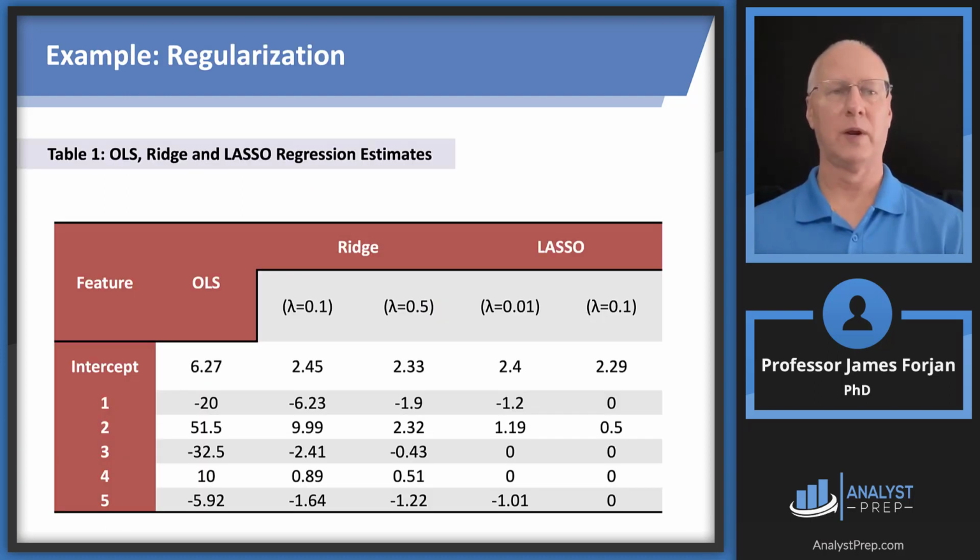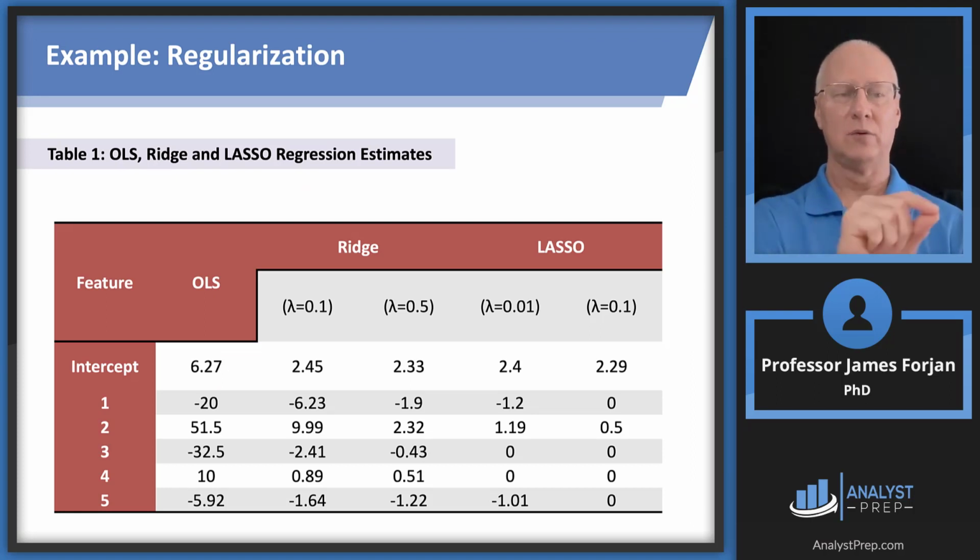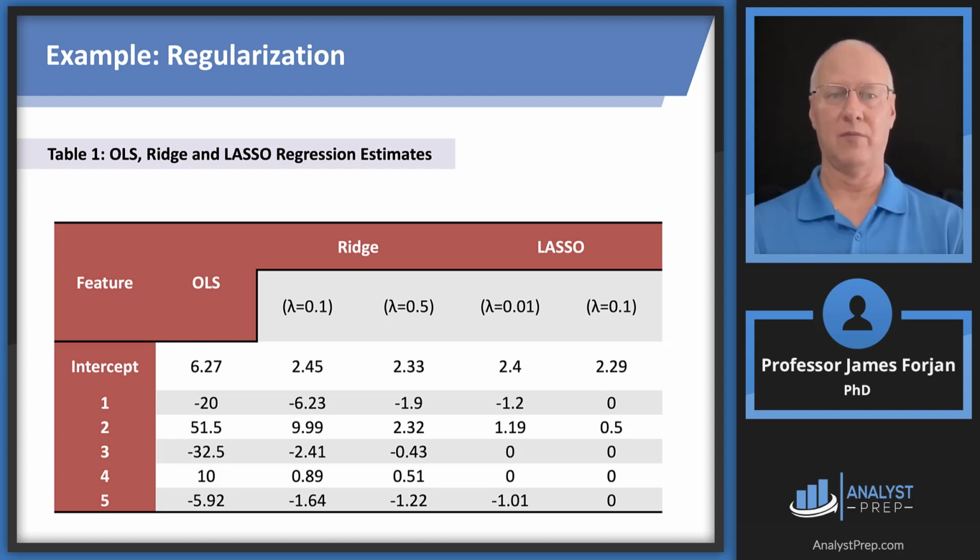So let's take a look at a quick example. This is a comparison of ridge and LASSO. So look across the top gray box. We've chosen alphas of 0.1 and 0.5 for ridge, 0.01 and 0.1 for LASSO. And here we have the intercept, and we've got 5 of those features down there.